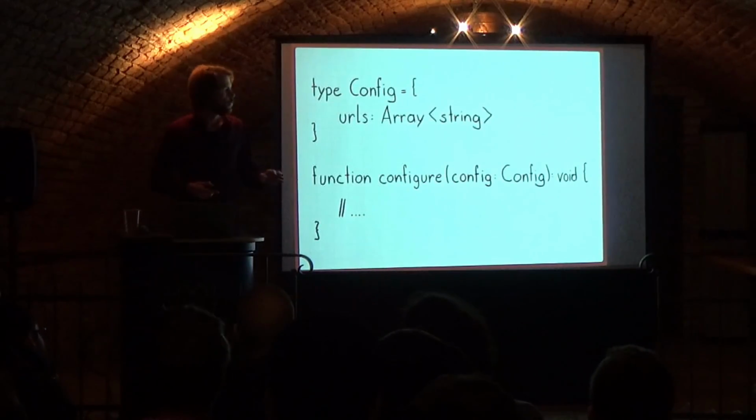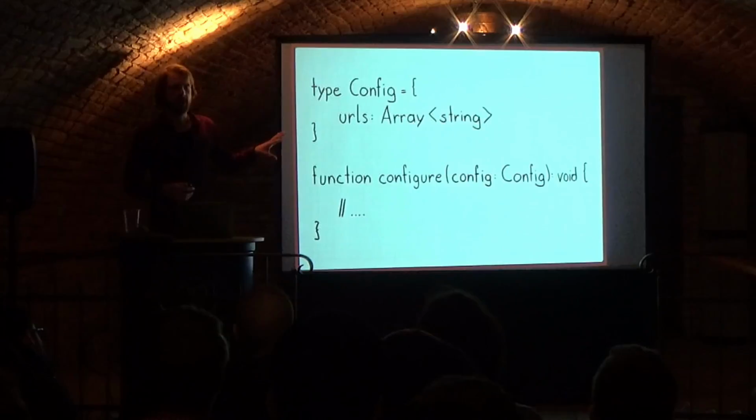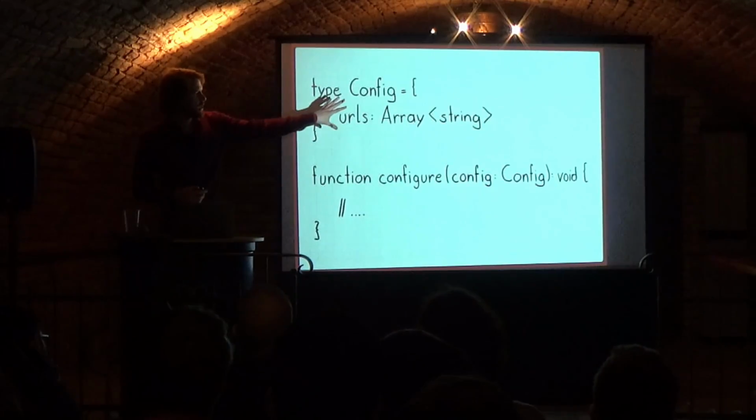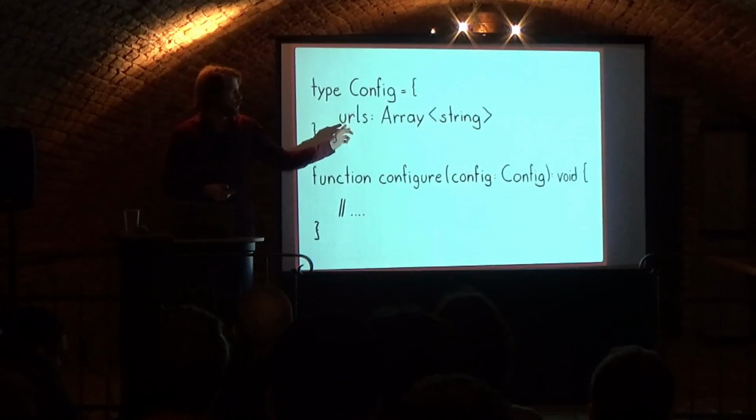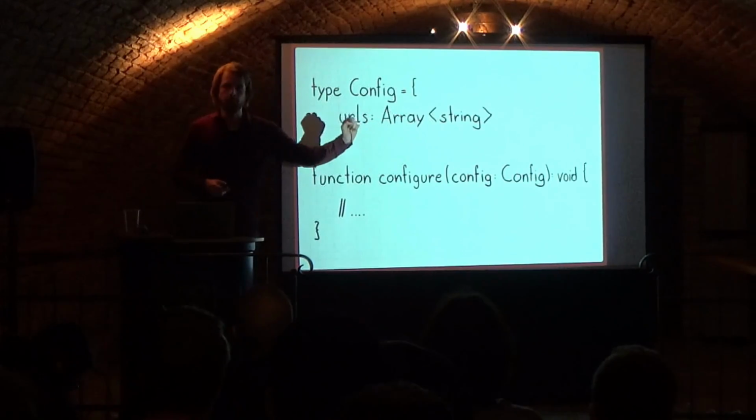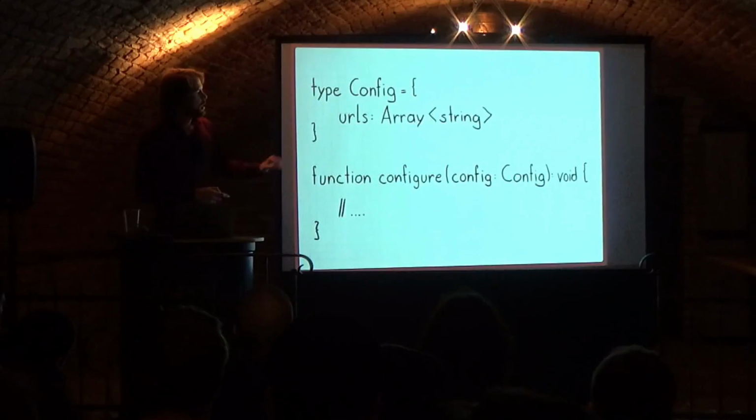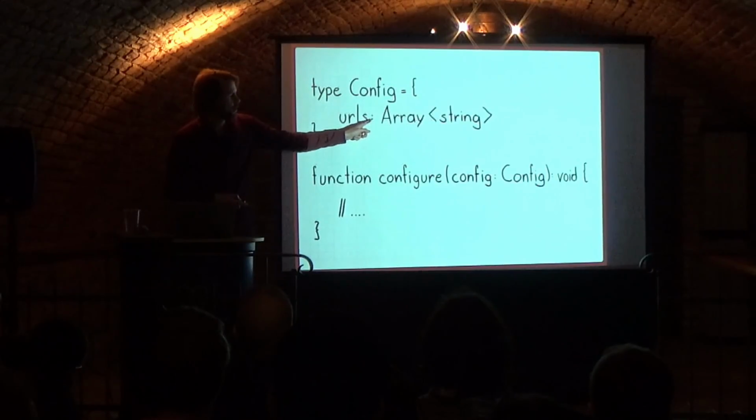First of all, we define our configuration, which is a type. It's an object type with a URLs property. And URLs is an array of strings. And this is also nice. We can define a question mark here in front of the colon.